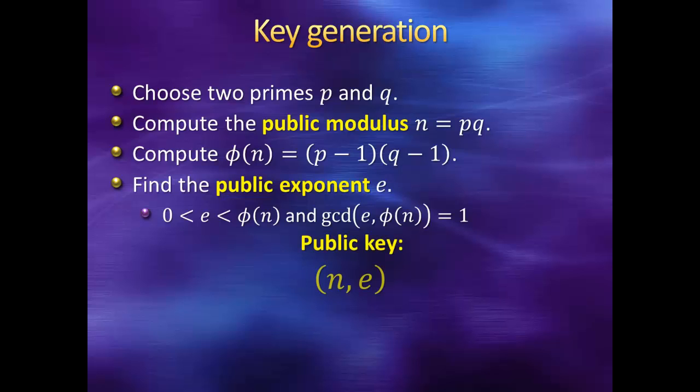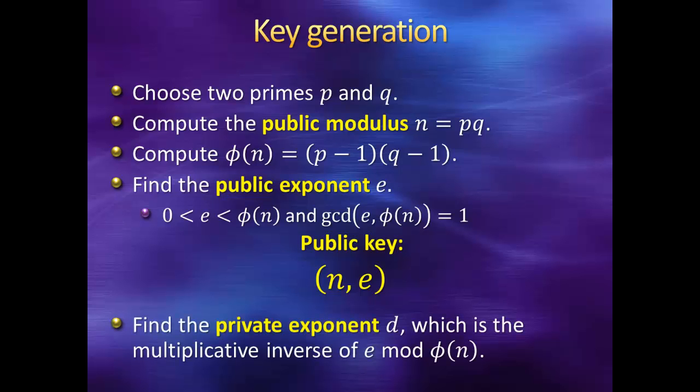We now have the public key, the ordered pair n-e, that is, the modulus and the exponent. Anyone can know what they are. But we also compute d, the multiplicative inverse of e mod phi of n. This is the private key exponent, which is kept secret.